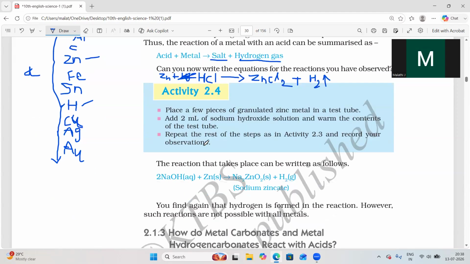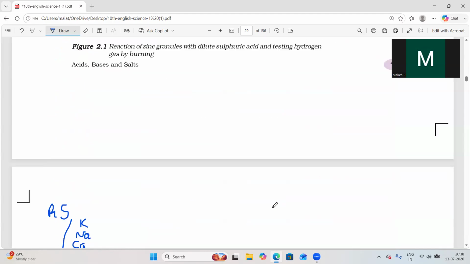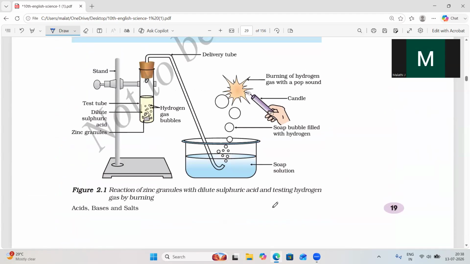Okay, one more example. Sodium hydroxide, the aqueous solution, when it reacts with zinc, you will get sodium zincate and hydrogen gas. So hydrogen is formed in the reaction. Where does it happen? You just see the experiment.